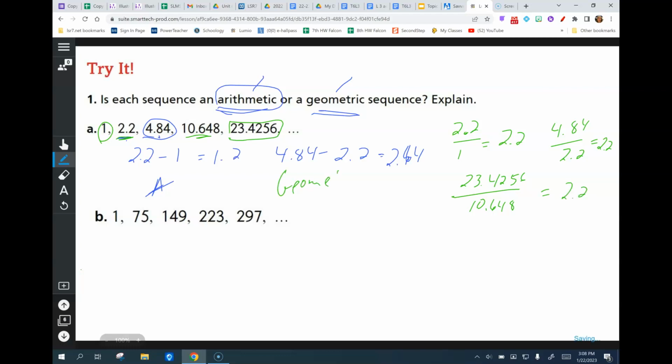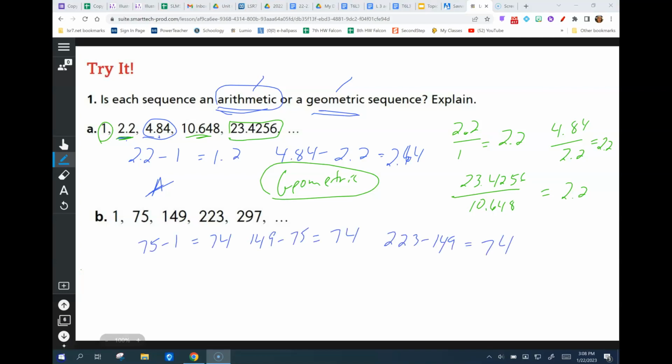Now you might be going, why would you keep on going? Well, because on the EOC, they will say, is it arithmetic, geometric, or neither? So you need to know, is it really geometric? Okay, so B, try that one on your own, go.